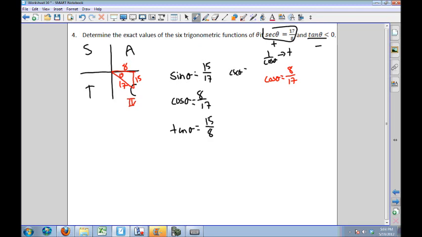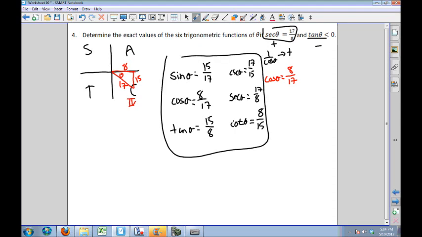Cosecant theta will be 17 over 15. Secant theta, which was given to me, is 17 over 8. And cotangent theta will be 8 over 15. There's each of my 6 trig functions.